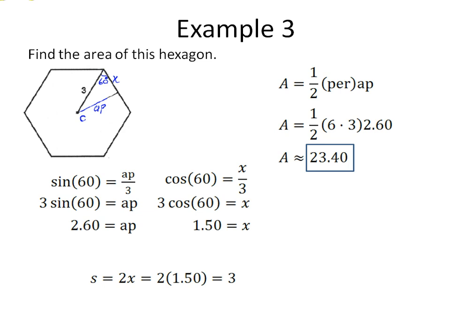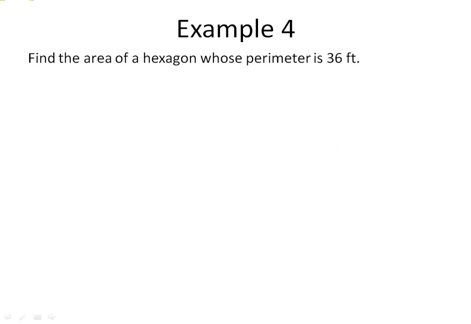Okay, let's move on to example 4. Find the area of a hexagon whose perimeter is 36 feet. So this time they gave us the whole perimeter. So we divide that by 6, which gives us that each side of the hexagon is equal to 6. So half of that is going to be equal to 3 next to the 60-degree angle. Okay, so we're going to need to find the apothem before we're ready to find the area.